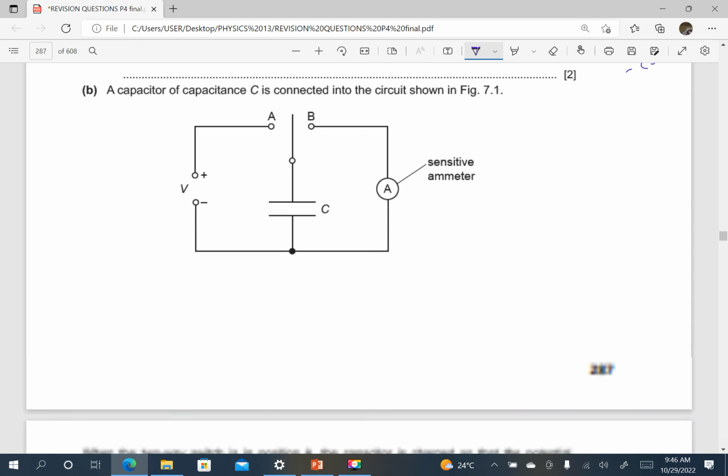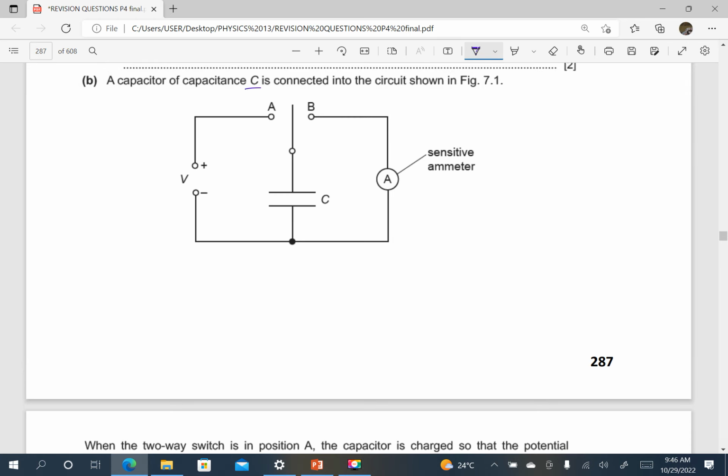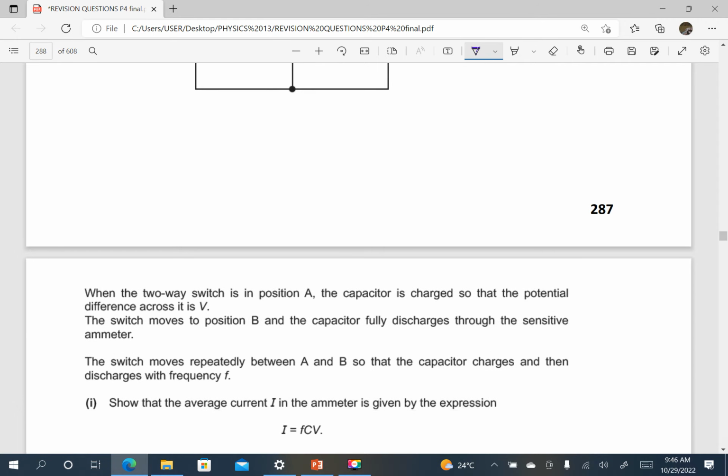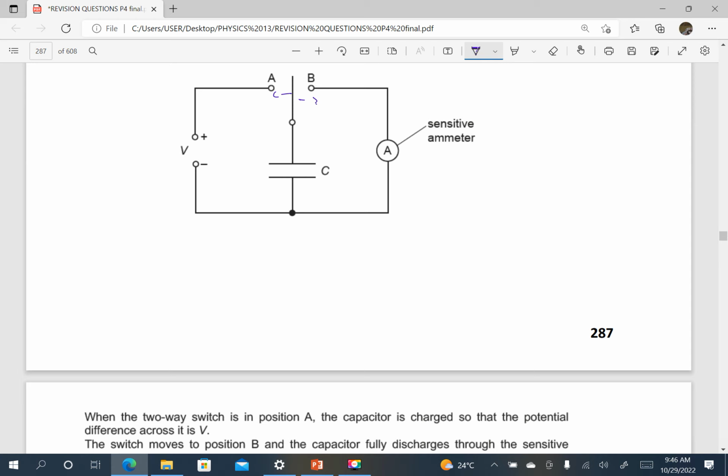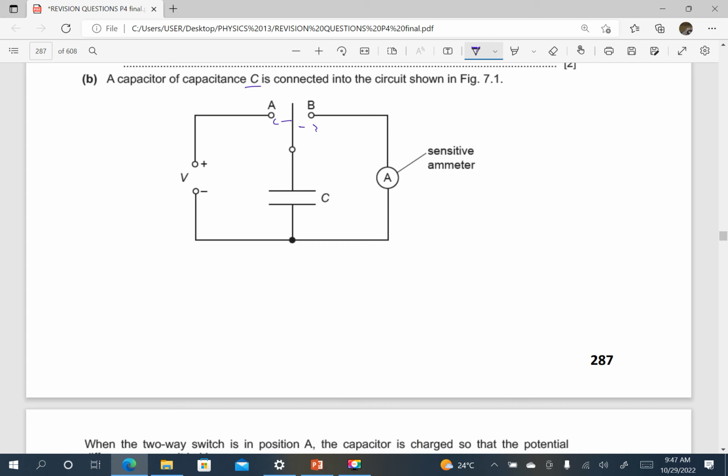Okay. A capacitor of capacitance C is now connected into the circuit as shown here. We see the circuit. So the switch can be turned to A, we can also turn it to B depending on what we need. When the two-way switch is in position A, the capacitor is charged so that potential difference across it is V. The switch moves to position B and the capacitor fully discharges through the sensitive meter.